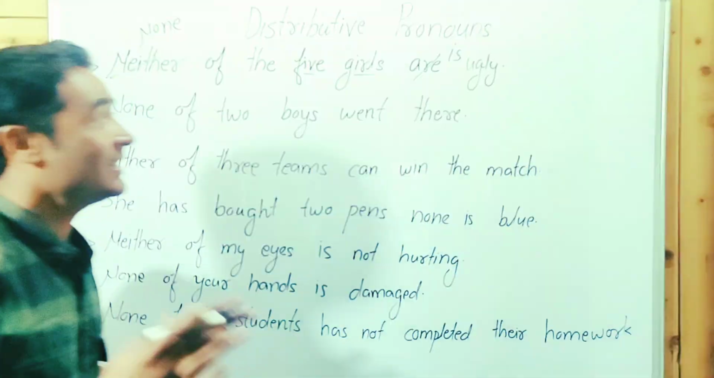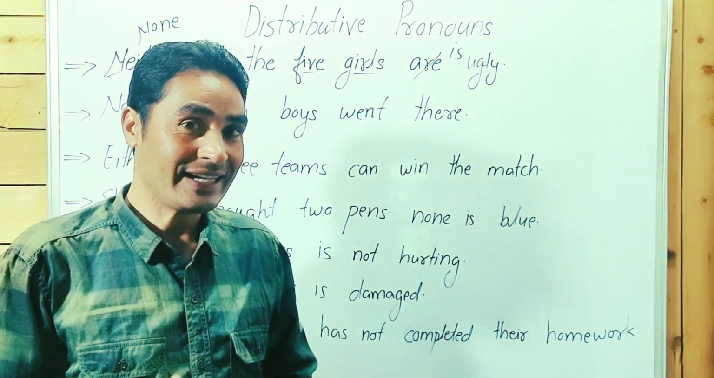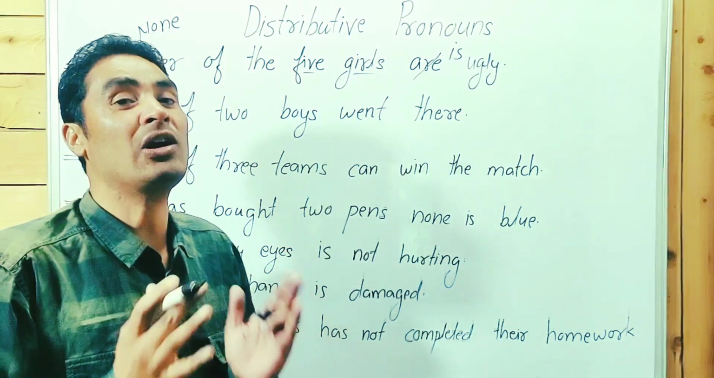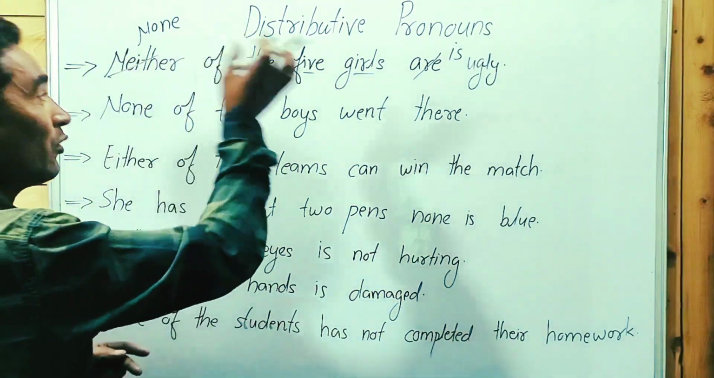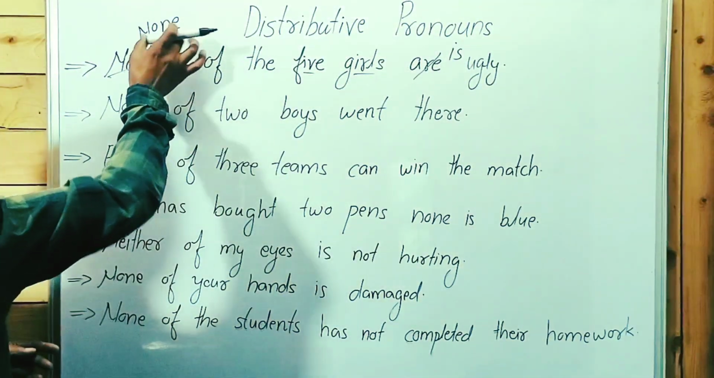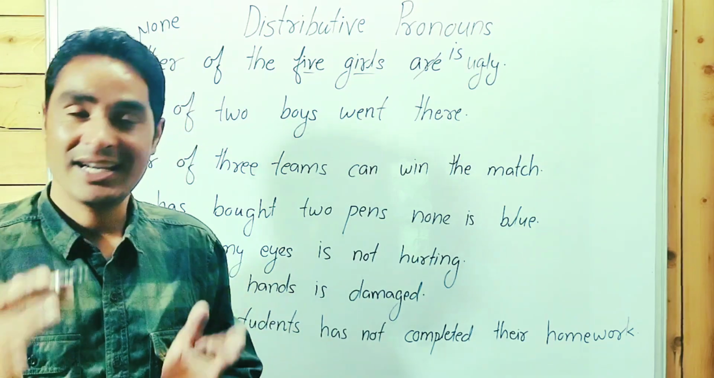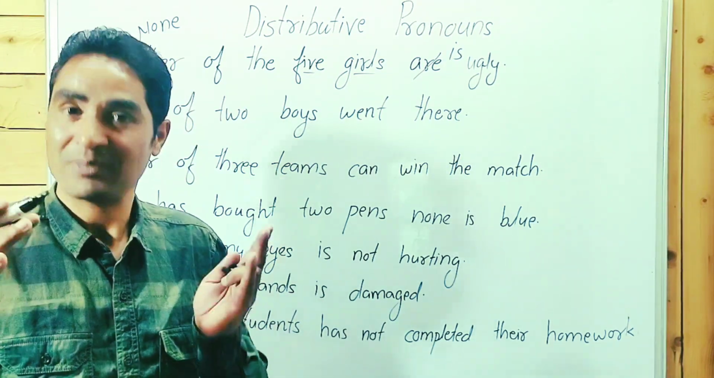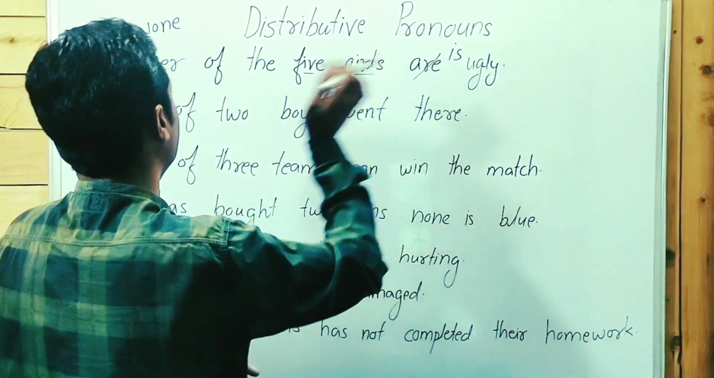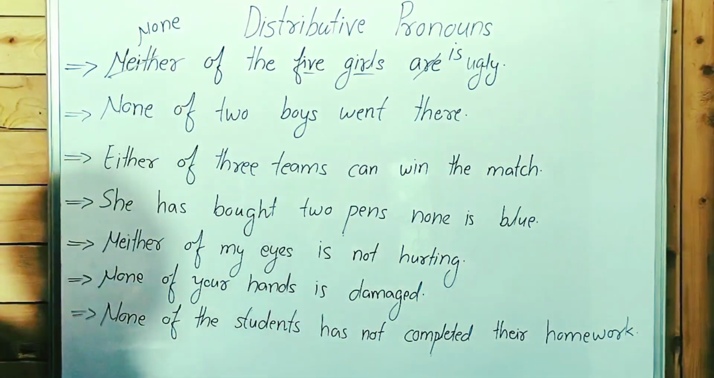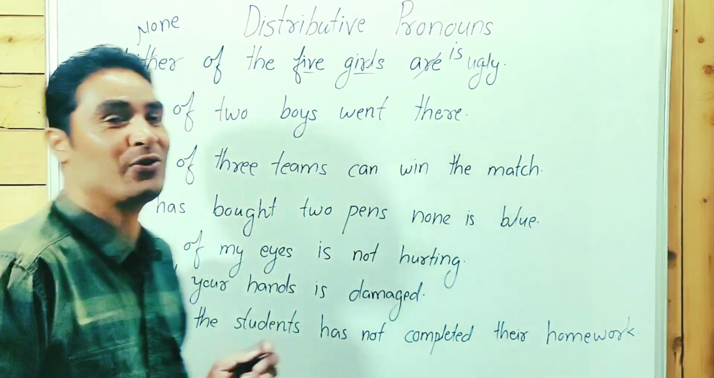None, neither, either, each, every take a singular verb with a plural noun. Neither stands for 0 out of 2 in the negative sense. None stands for 0 out of many, more than 3 nouns, people and things, and a singular verb always. This is the correct sentence: none of the five girls is ugly, all are beautiful.